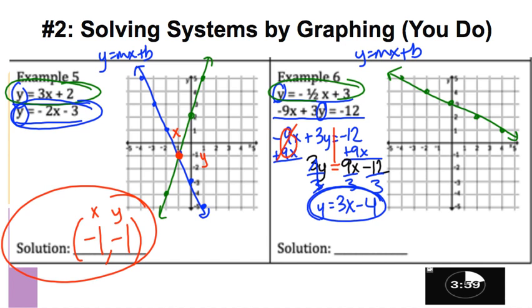Draw the second line, y equals 3x minus 4, so I go down 4 spaces, up 3 to the right 1, up 3 to the right 1, up 3 to the right 1. And I find my solution is right here. My x value is 2, my y value is 2, so my solution is 2, 2.